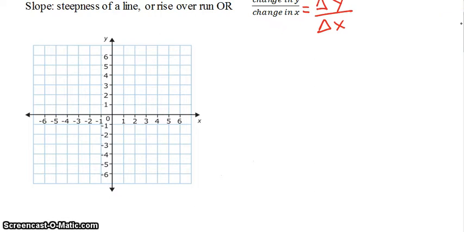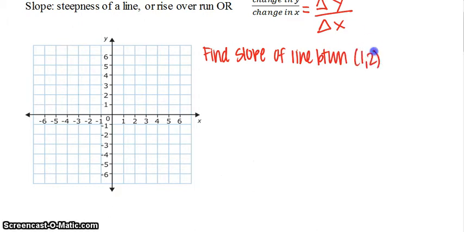My example problem: we're going to find the slope of the line between, or you could say consisting of, (1, 2) and (4, 3). So first of all, we are going to graph this. We're going to figure out the slope based on just the graph in this case.